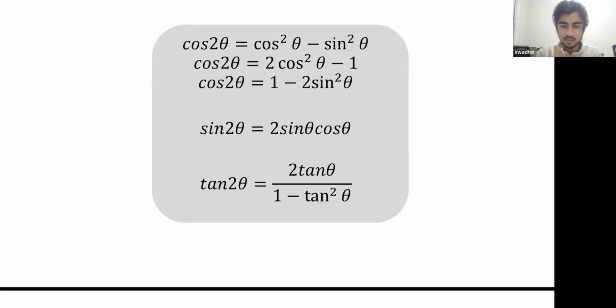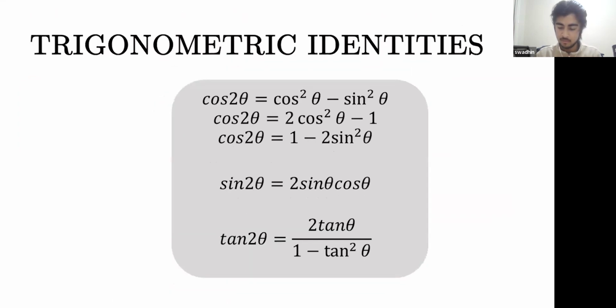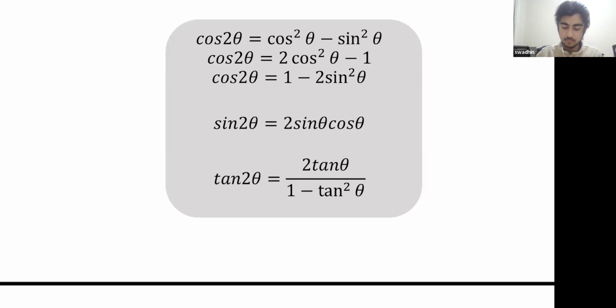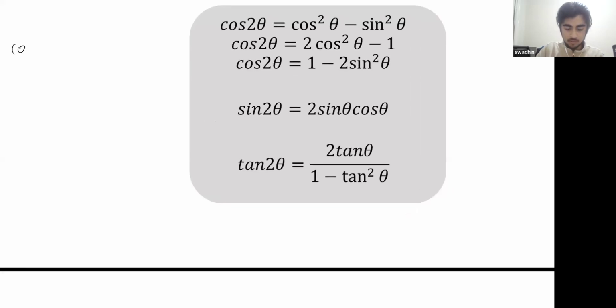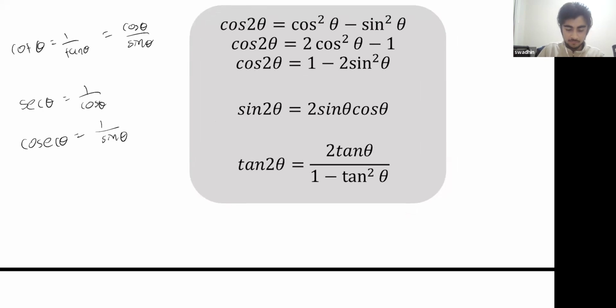There's also a few others that it's good to remember. It's going to be on your reference sheet anyway, but you should remember it. But these are: cot theta is equal to 1 on tan theta, which is equal to cosine of theta on sine theta. Sec theta is equal to 1 on cos theta. Same with the cosec theta. The sum to 1 rule of cosine and sine.